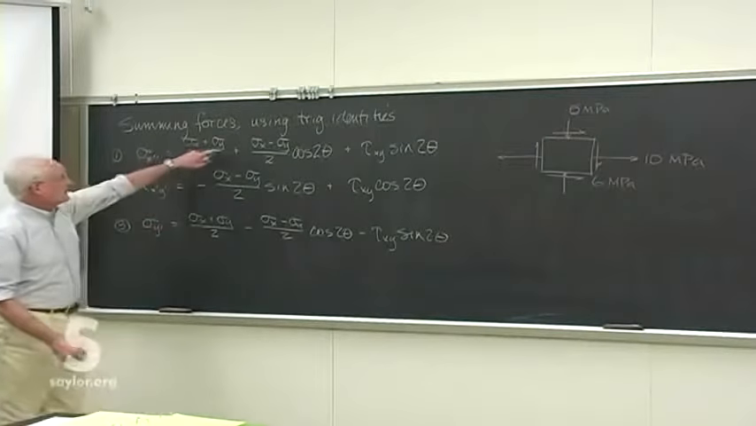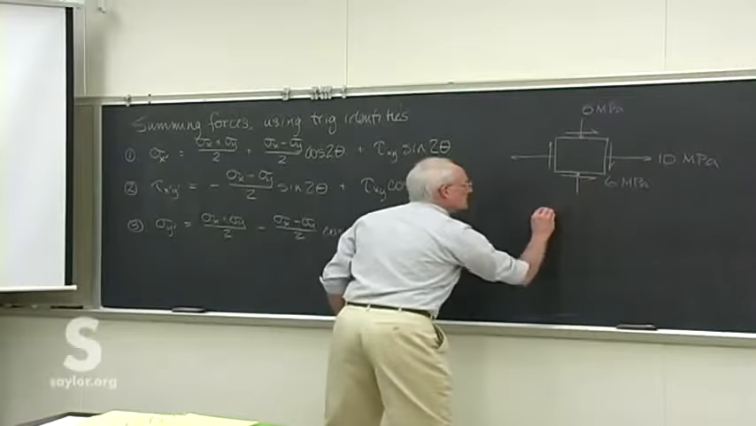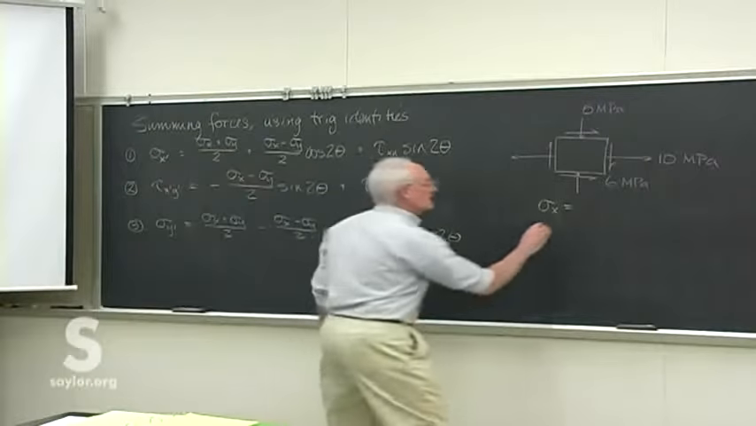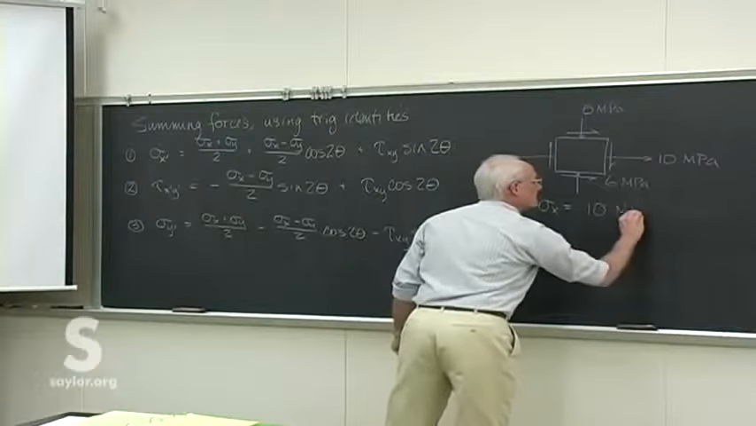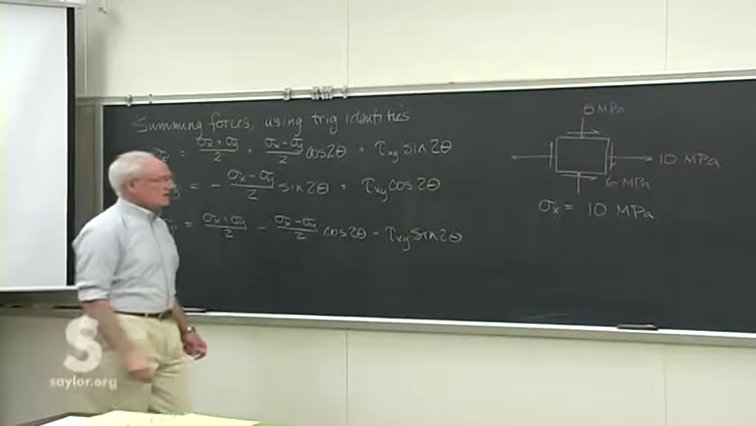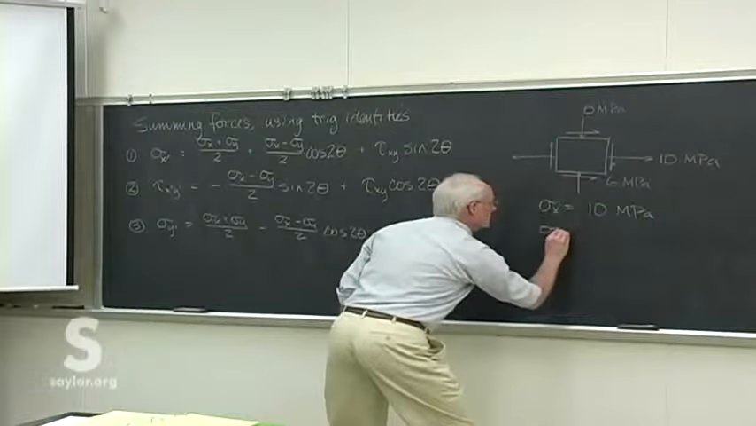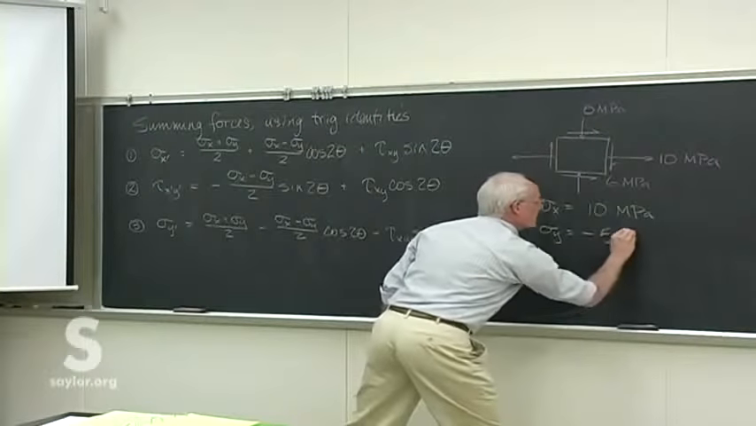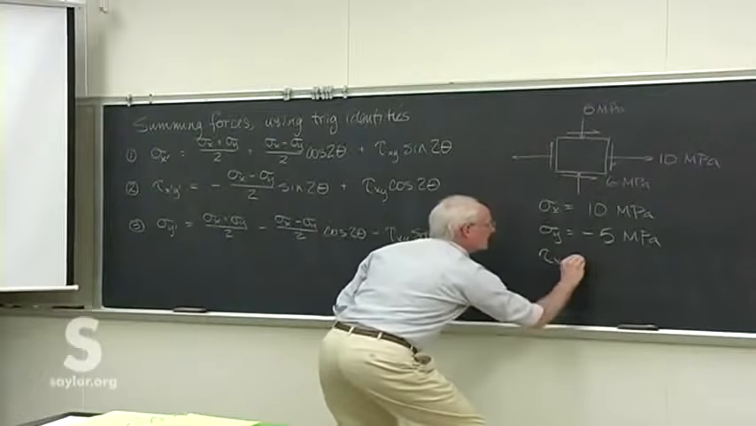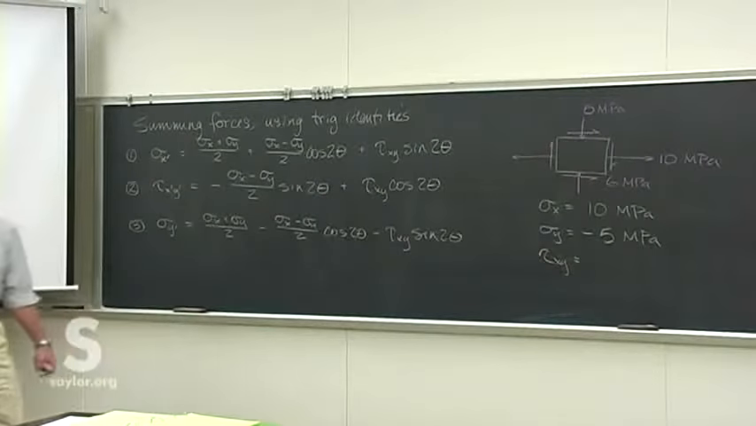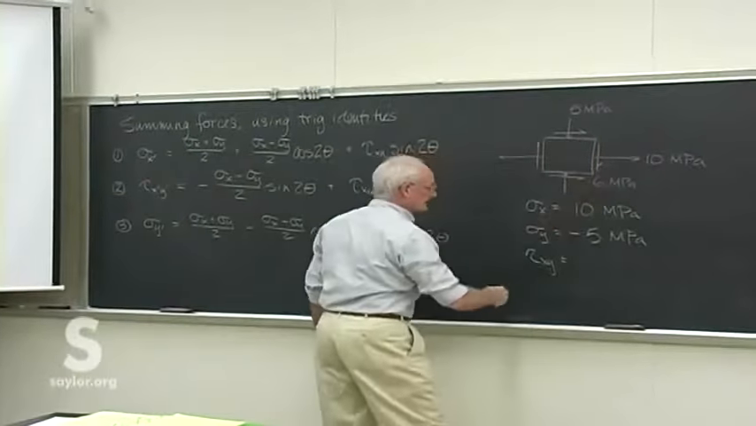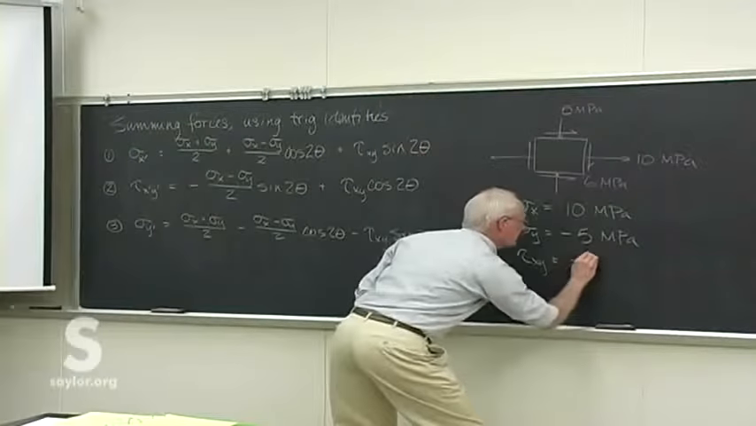So we have to set up all these little pieces here, just to make sure we get the minus signs right. Tension we take to be positive, so sigma x is 10 megapascals. Sigma y is compression, so that's minus 5 megapascals. And tau xy, that convention there is our negative direction: down on a positive x face, we take it to be negative.